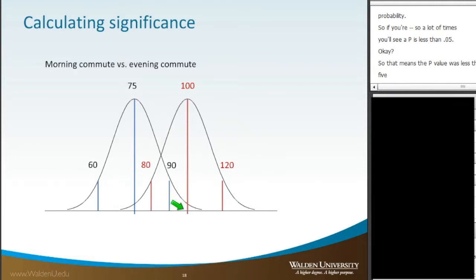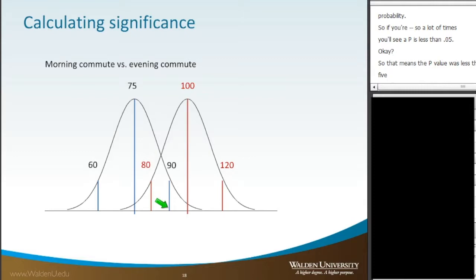Whereas in this case, there's actually quite a bit of overlap. See how the distribution here comes down and intersects this distribution here. So in this example, the red confidence interval here is overlapping the blue confidence interval here. I hope that helped a little bit.